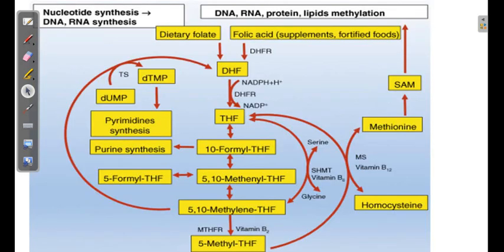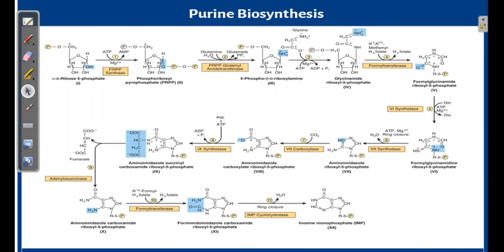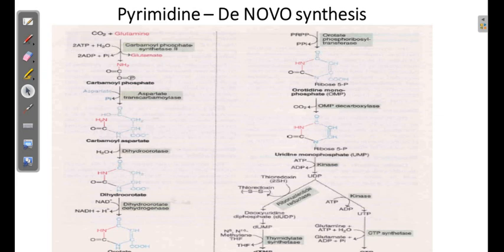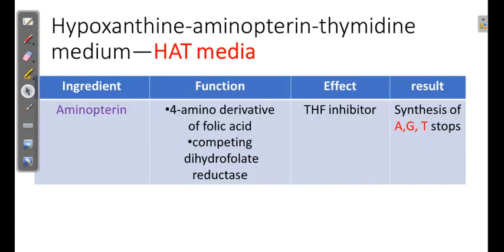So let us see again. If we don't have the tetrahydrofolate, if you don't have this formyl tetrahydrofolate, then you don't have this reaction completed. So you don't have the inosine monophosphate, and without inosine monophosphate you don't have adenine and guanine. Same way, if you don't have this methylene tetrahydrofolate, you don't have thymidine. So what this aminopterin is doing is inhibiting the synthesis of adenine, guanine and thymidine by the de novo synthesis pathway. Remember, it's the de novo synthesis pathway which they are inhibiting.